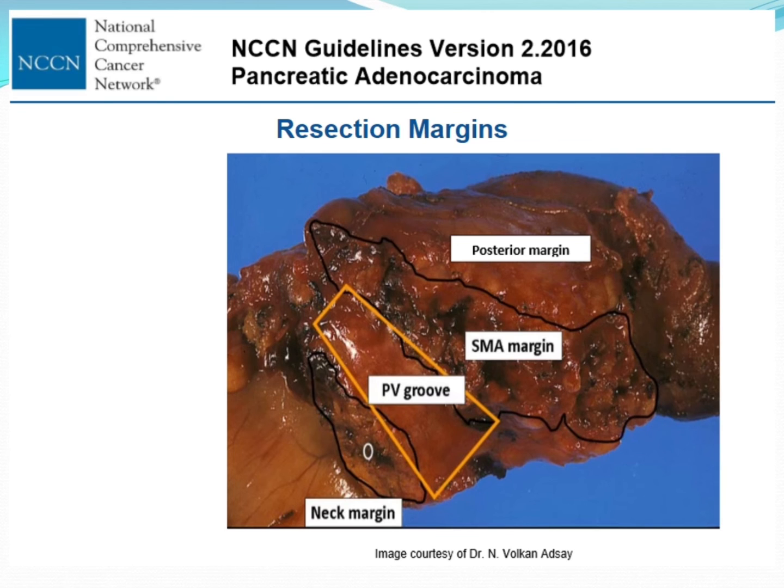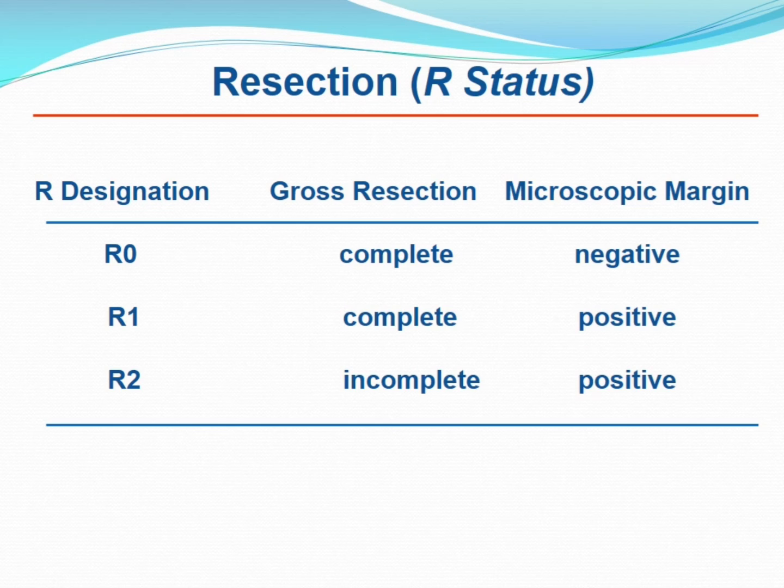The resection margins and the resection status. Our goal during pancreaticoduodenectomy or operation for pancreatic cancer is to achieve R0 resection. R0 resection means complete gross resection and the microscopic margin is negative. R1 means that there is complete gross resection, but there is a positive microscopic margin. In R2 resection, there is incomplete gross resection with a positive margin. Our goal is to achieve R0 resection.